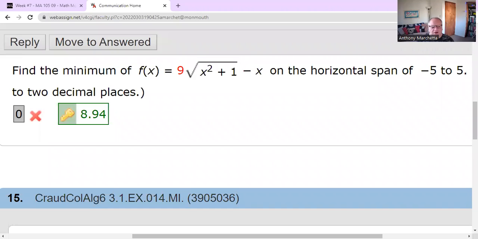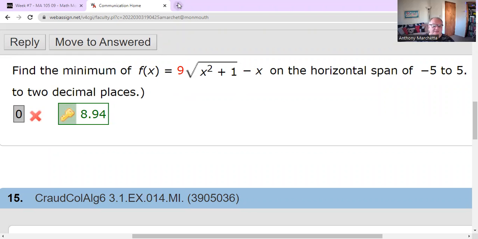Welcome back, students. Now we're going to talk a little bit about a function in Desmos using the square root function. It could be a little bit hard to identify where you'd find the actual square root sign in there. I'm going to show you that now. We're asking you for this question. Here's a function. Please find the minimum on a horizontal span from -5 to 5.